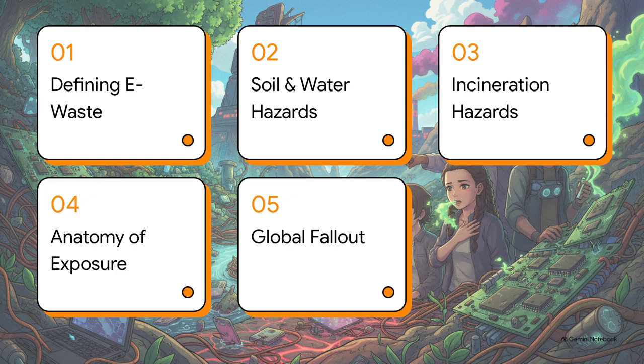Let's quickly run through our syllabus for today. First, we'll define the e-waste crisis. Then we'll look at soil and water contamination, followed by the hazards of incineration. After that, we'll map out the anatomy of toxic exposure. And finally, we'll cover the global fallout. Okay, let's get into it.